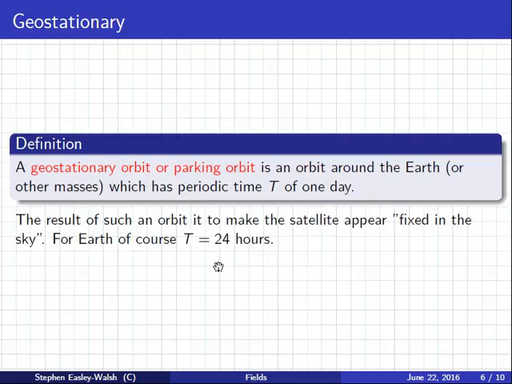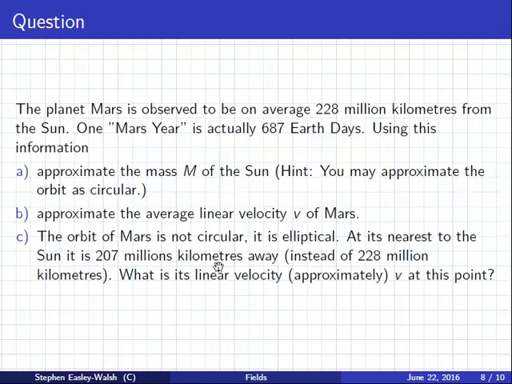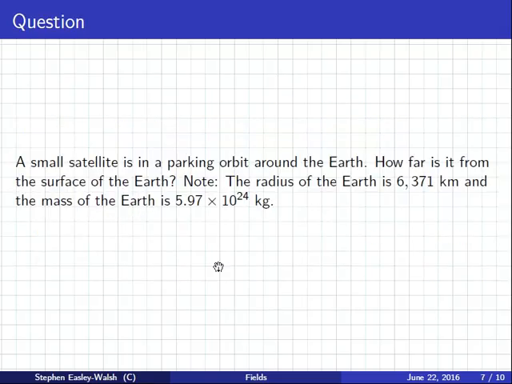So for Earth it's 24 hours, but for other planets, of course, it's different. Right, we'll have 2 questions here. A small satellite is in parking orbit around the Earth. How far is it from the surface of the Earth? Note that the radius of the Earth is this and the mass of the Earth is this.